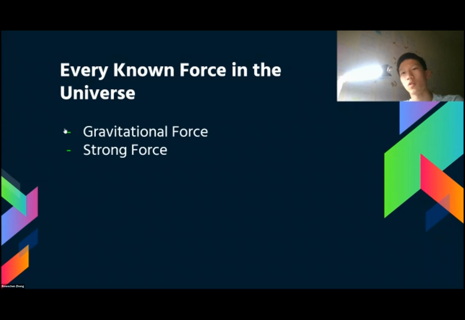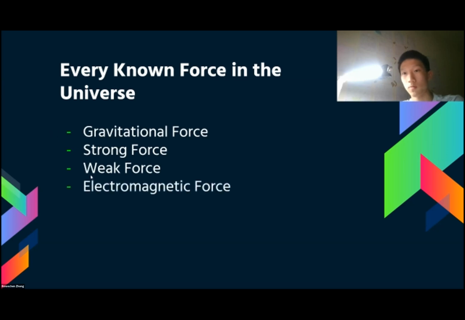You might not know what the strong force is. Most people understand what gravity is. The strong force, it's a little complicated. Next one, we've got the weak force. These are real things. I'm not making these up. Strong force, weak force. And the last one is the electromagnetic force. Really? Gravitational force, strong force, weak force, electromagnetic force.